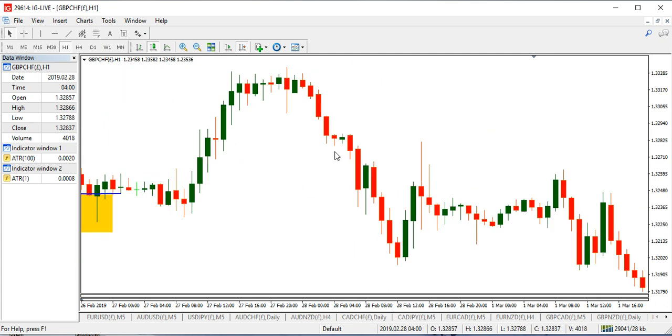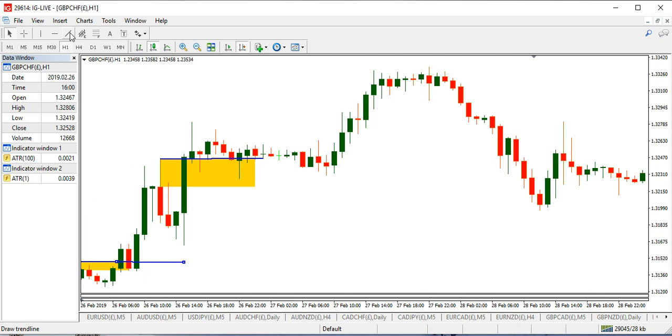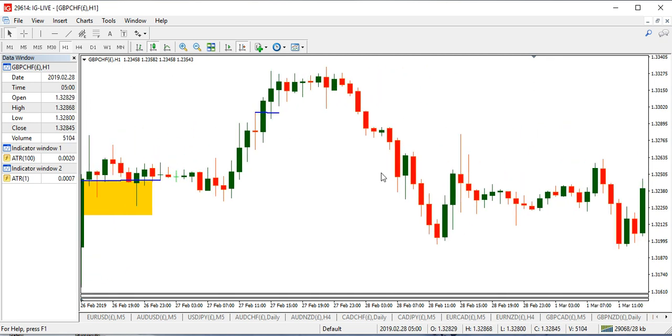Or you could zoom right in. Let's have a look. Yeah, that would work, that one there. It breaks out, retest, bang, and up. Yeah, here's another one. Breakout, retest, bang, and down.